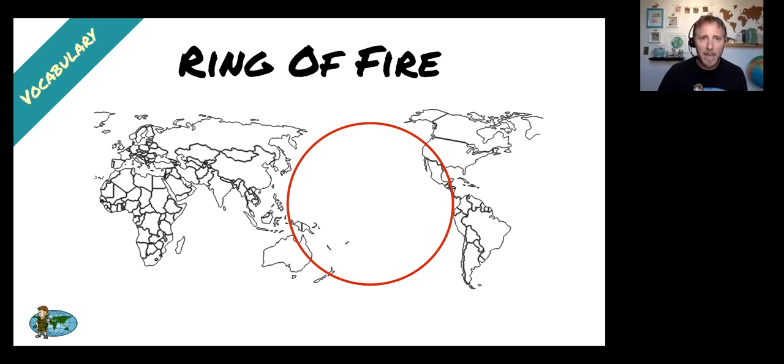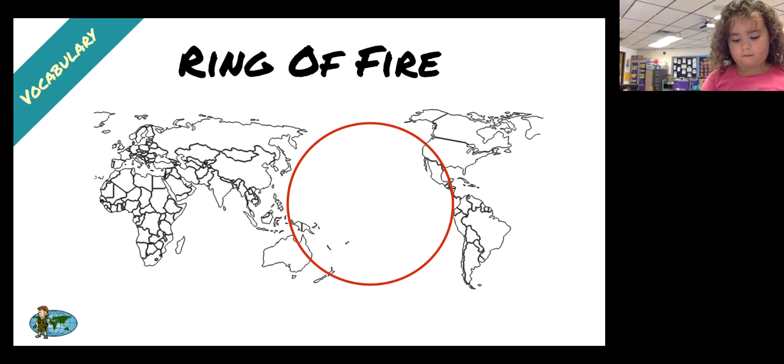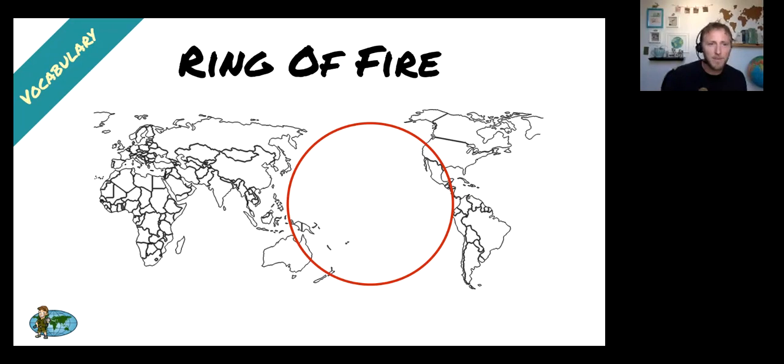Well, our first vocabulary word today is the Ring of Fire. Can everyone say Ring of Fire? Ring of Fire. Okay, Ring of Fire. The Ring of Fire is an area of the world that basically is on the edge of the Pacific Ocean.